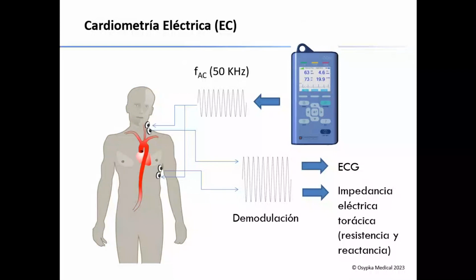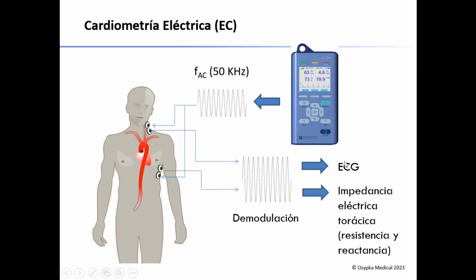A method which I will talk about later today is electrocardiometry. This method basically applies an electrical current of high frequency, 50 kilohertz, to the outer electrodes of the body. Through the inner electrodes, the resulting signal is measured. And if you apply 50 kilohertz, you also receive 50 kilohertz plus the signal of interest. Engineers call this process of filtering out the 50 kilohertz demodulation.